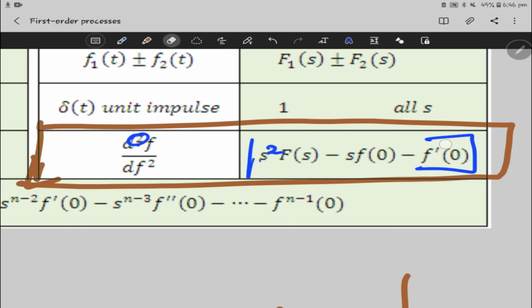Let's see. You clearly see that the power of the s reduces until it gets to 0, right? So here s is 2, here s is 1, and here s is 0. Now s to the power 0 is 1, right? So that's why this one is taken care of. It doesn't show here. So that's one thing you see about the s, right?